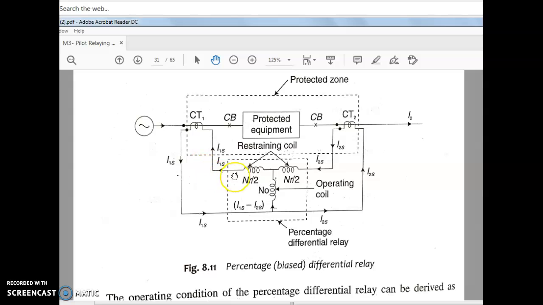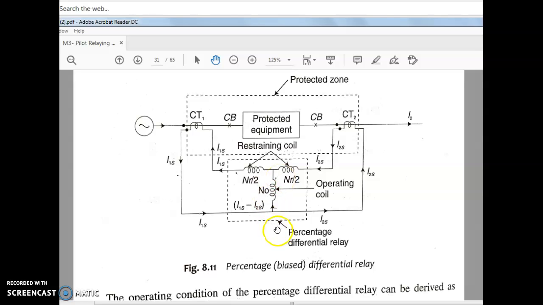I1S, the CT secondary current, is flowing through this coil and I2S from the other CT is flowing through here. So one section has current I1S through NR by 2 turns and the other has I2S through NR by 2 turns, so the complete restraining coil of NR turns receives the current during the fault current, that is, an external fault. The total current is I1S by 2 here and I2S by 2 here. Total is I1S plus I2S divided by 2.